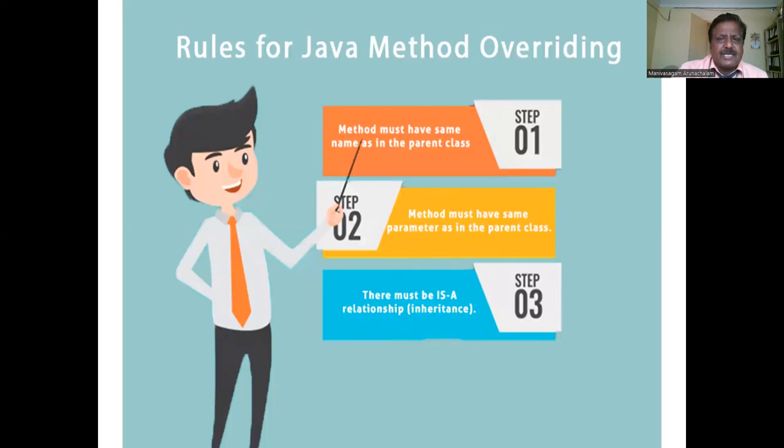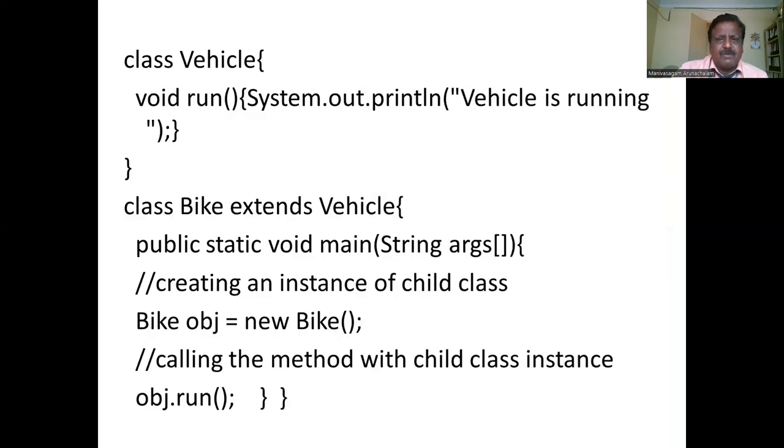So this is a diagrammatical explanation of the rules for Java method overriding. Here also three rules are given. First rule is the method must have the same name as in the parent class. Second rule, the method must have the same parameters as in the parent class. And the third rule is there must be an IS-A relationship, that is, an inheritance relationship must be available.